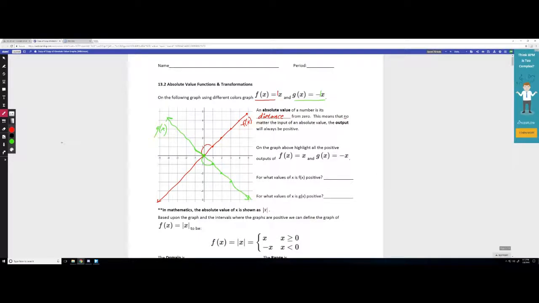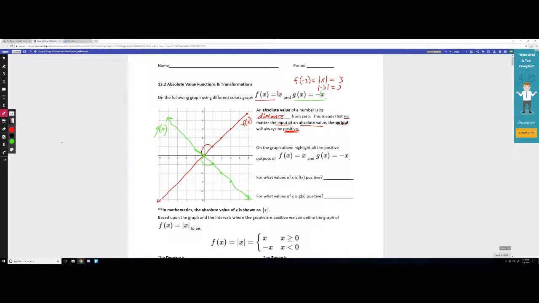This means no matter what input of an absolute value, the output will always be positive. So if you plug in -3 for f of x equaling the absolute value of x, you should get a positive 3. You will not get a negative after you plug in that -3. You plug -3 into the absolute value, it's not -3, it's positive 3. You can't get a negative coming out.